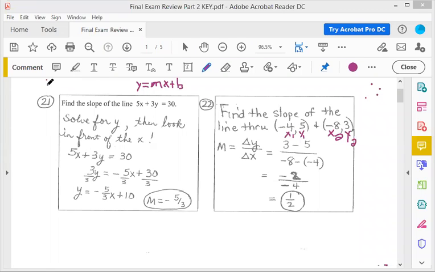Hello everyone, this is part 2 of the MAT 1033 final exam review. We're going to start with number 21, where we're asked to find the slope of this line.